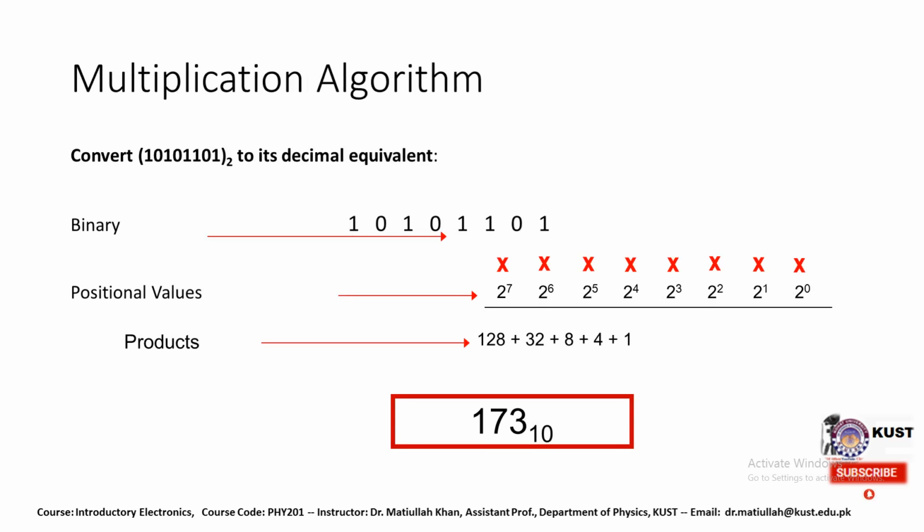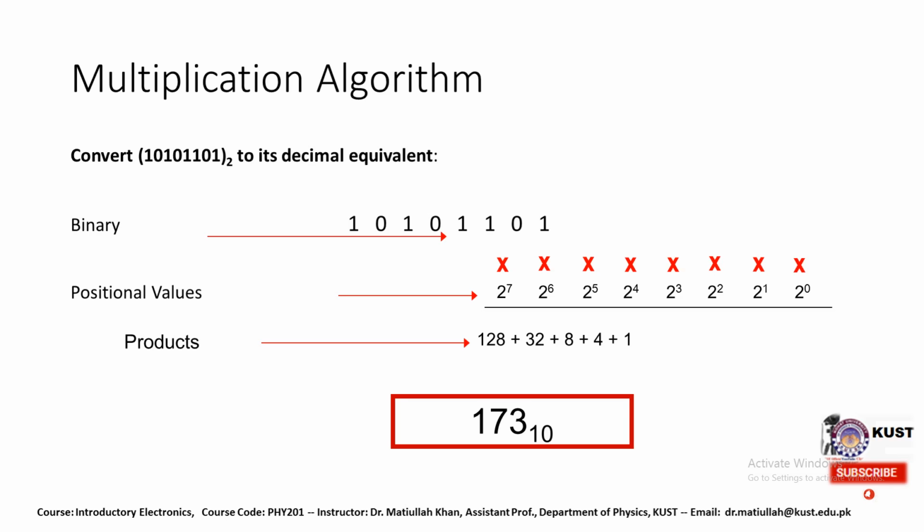So we need to convert a value, 10101101 in base 2, into its decimal equivalent. What we need to do is start from this side, with 2 to the power 0, then 2 to the power 1, and so on up to 2 to the power 7 on this side. That gives us 128, 32, 8, 4, and 1.